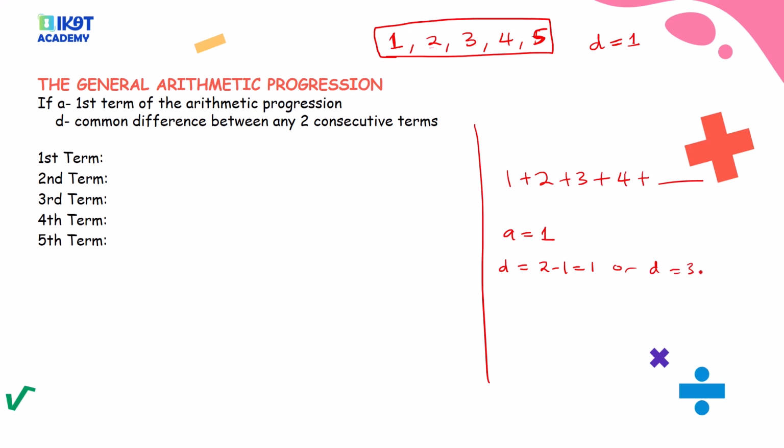That's the common difference. Now, how are we getting each of these terms? We are adding 1. We are adding the common difference to get the next term.